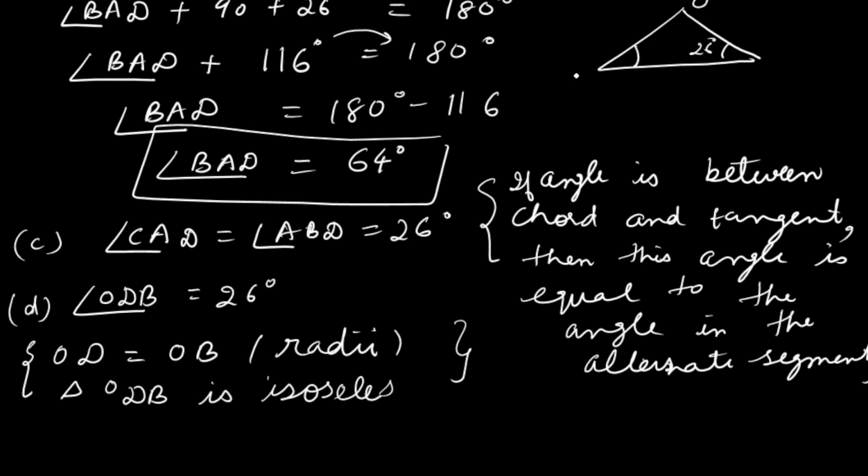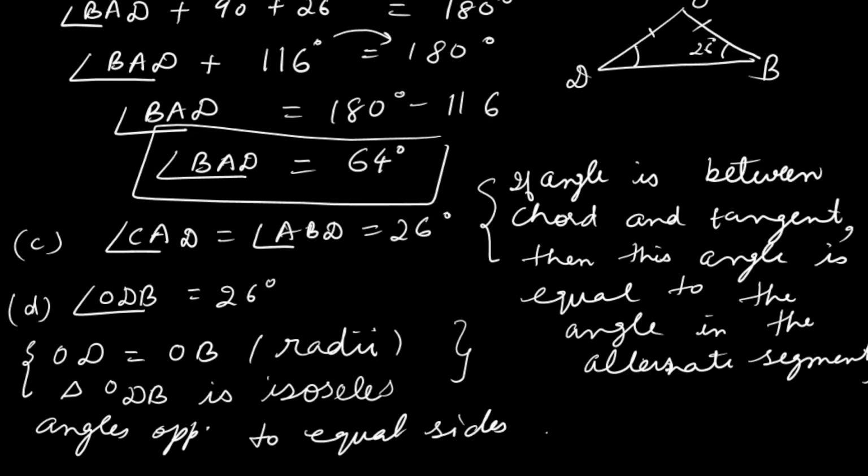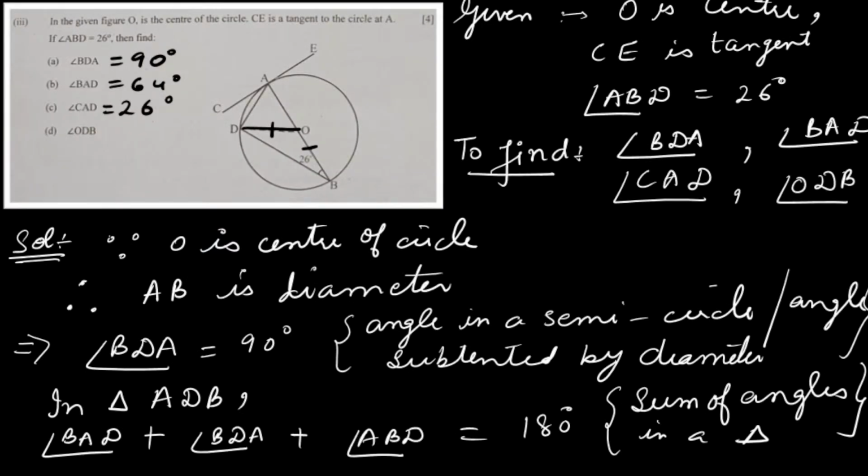This is O, this is D, and this is B. Angles opposite to equal sides are equal. OD and OB are equal sides, and the angles opposite to them are equal to each other. This reason you can write. So we have completed question number two's third part also. MCQs we have done, and then the third part.